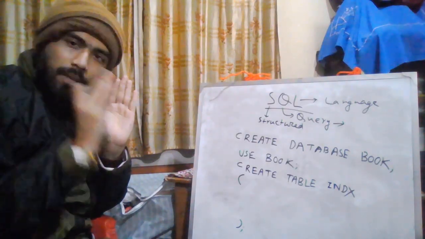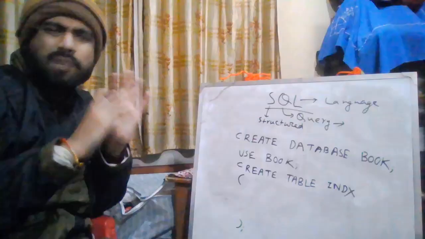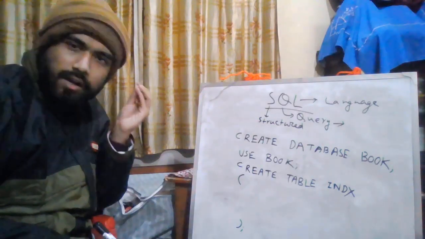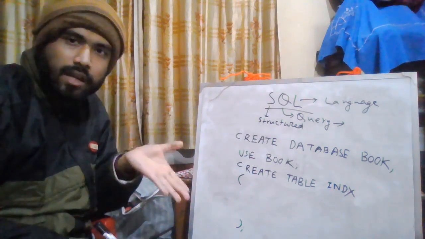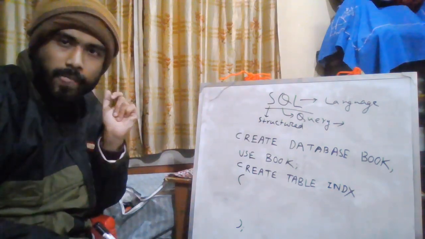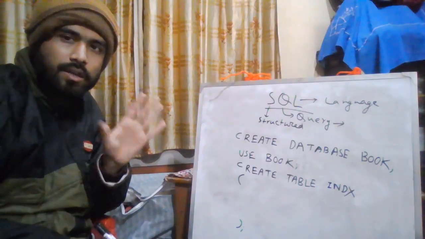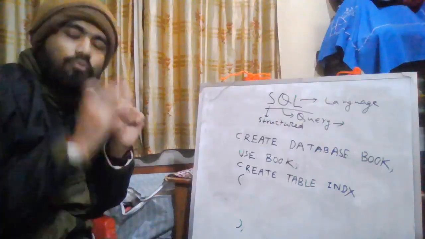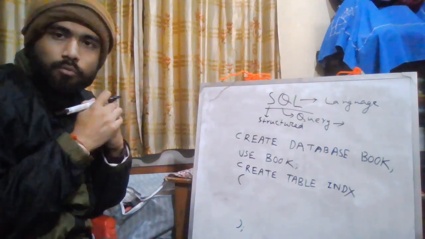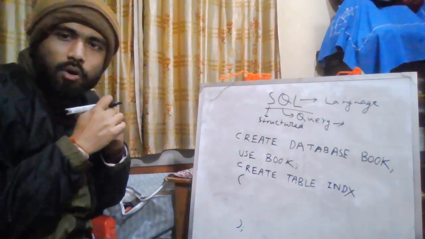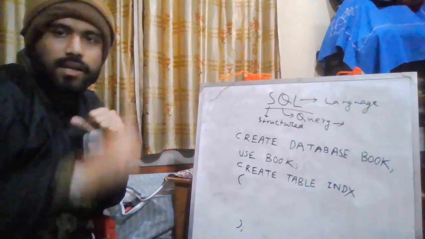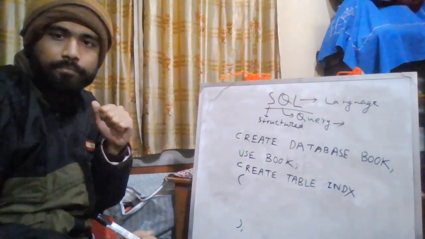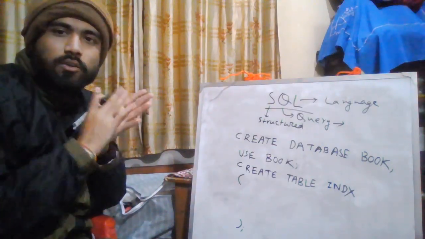A table consists of columns. Rows are basically information. If there are 100 records, then it consists of 100 rows. That is secondary. We are not going to create rows. We are going to create the table with columns. Inside the columns we will insert data, and that is considered as rows.